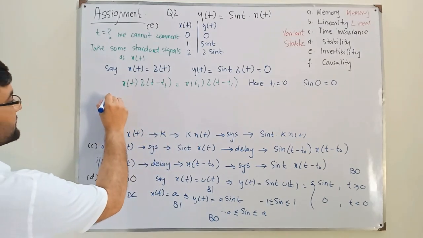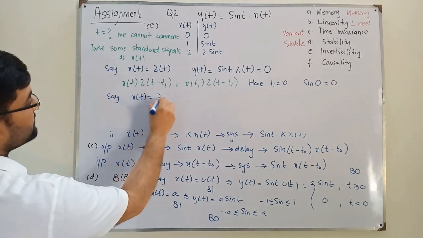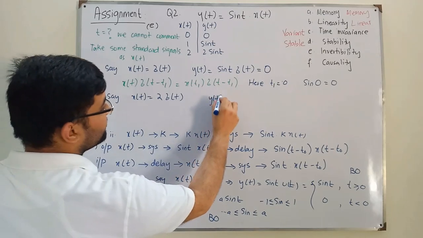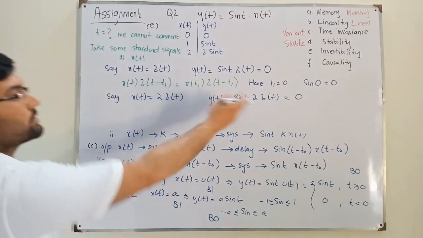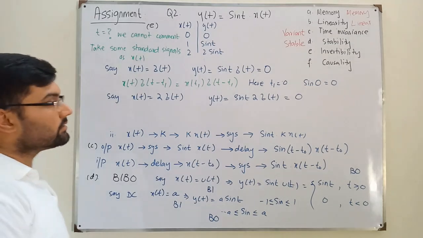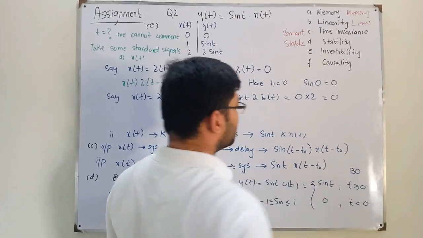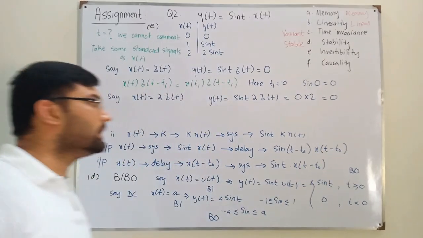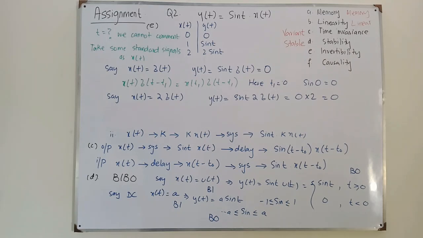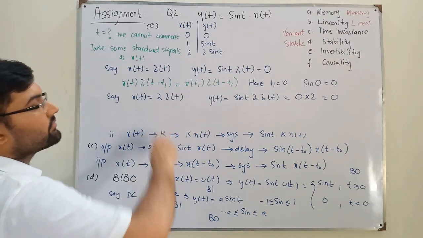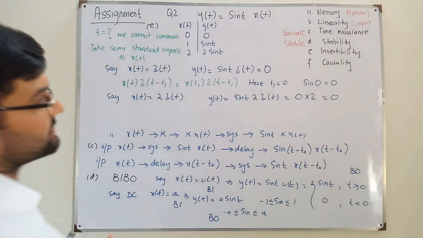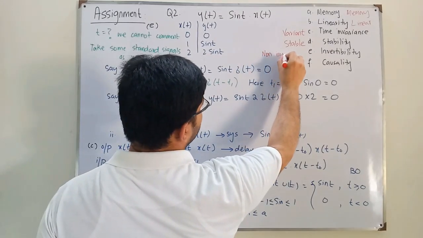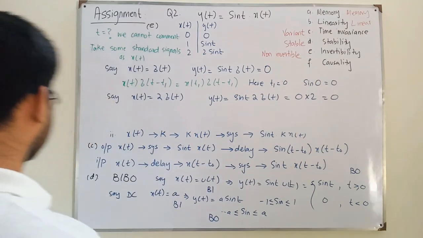Now let's say for the second function, x of t is 2 times delta of t. So again you will have y of t as sine of t into 2 times delta of t. This would again be equal to 0. Again using this property, 2 would come out of it. 2 multiplied by 0 would give you 0, of course. If this is confusing you, it is like this. So now, for different inputs, delta of t and 2 delta of t, we have the same answer, 0 and 0. Which means that this is a non-invertible system. Is that okay?